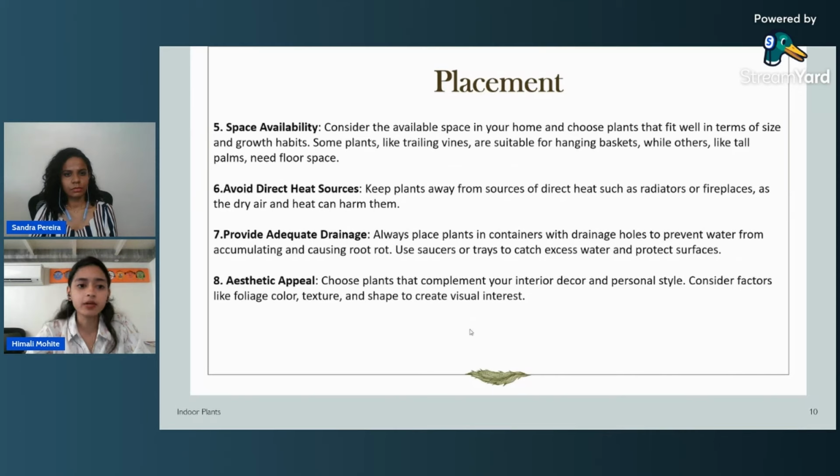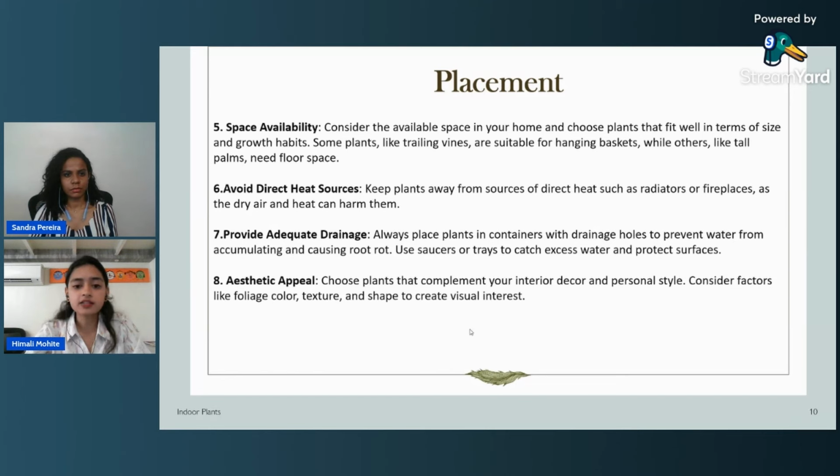Then is space availability. Consider the available space in your home and choose plants that fit well in terms of size and growth habits. Some plants like trailing vines are suitable for hanging baskets while others like tall palms need floor space. Then avoid direct heat sources. Keep your indoor plants away from sources of direct heat such as radiators or fireplaces as the direct air and heat can harm them.